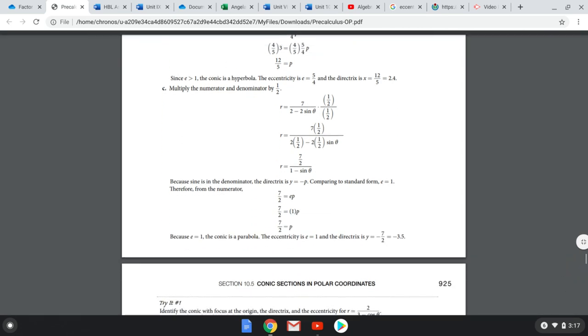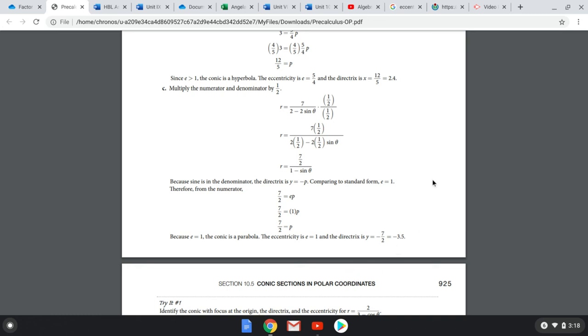So let's look at C. We have a 2 here, so we just multiply top and bottom by 1/2 because we want a 1 here. So we get that E is going to be 1. E is 1, so this is a parabola, which means in this case the directrix is real. And this is negative, and this is sine, so we're going to have y equals negative P. We have 7/2 on top, so that equals EP. E was 1, so P is going to be 7/2. And so our directrix is at y equals negative 7/2.